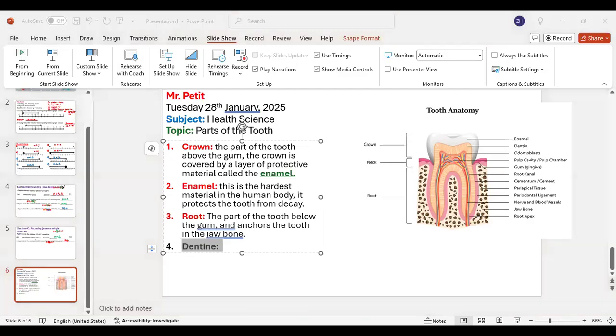Mr. Petit, you spell it wrong. Which one? You spelled dentine wrong. Okay. Yes.